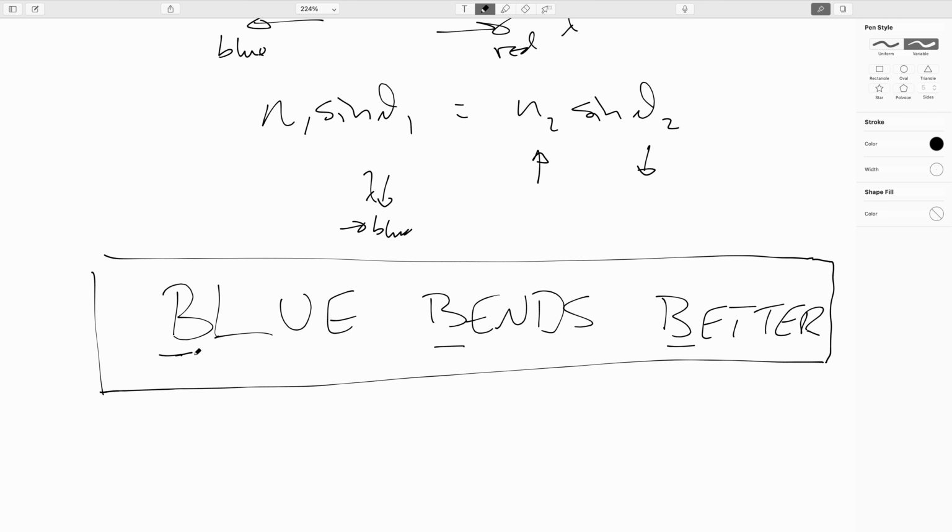So going from a low index to a high index, blue light will bend more strongly towards the normal. And going from a high index to a low index, which is what you saw in the photo, blue light will bend more strongly away from the normal.